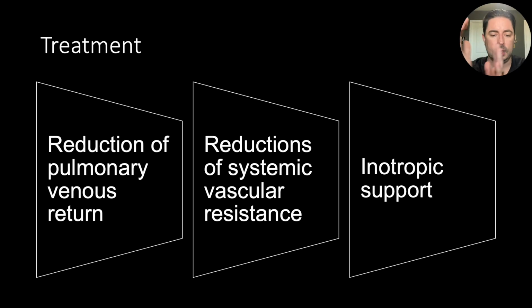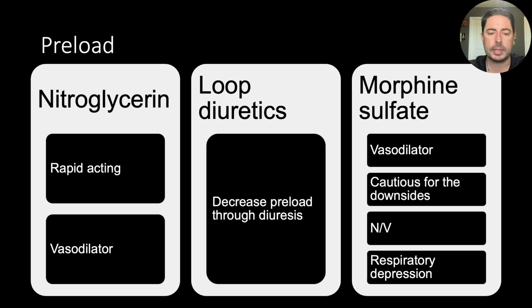So treatments, here's what we've been trying to get to. We've been trying to get to treatments for a while, but we've got to reduce the preload. We've got to reduce the amount of pulmonary venous return. We've got to reduce the systemic vascular resistance or the afterload, and we've got to use some sort of inotropic or contractility support. So we've got to use something to help that heart contract. Those are the things that we're trying to do when it comes to some of the treatments.